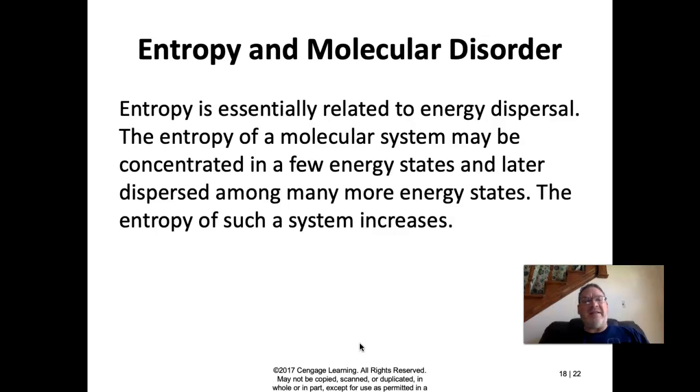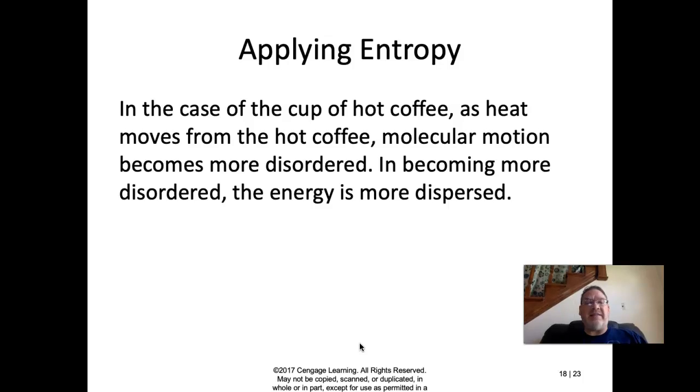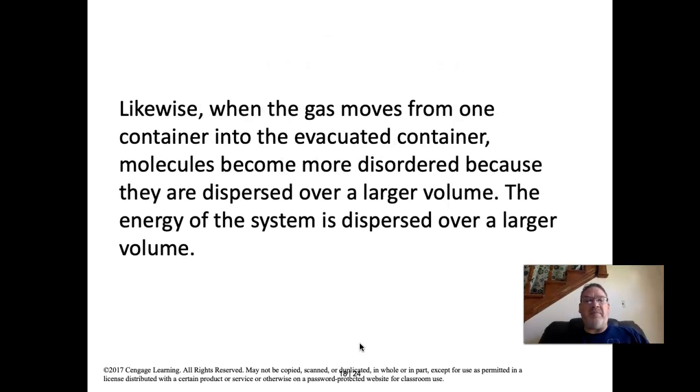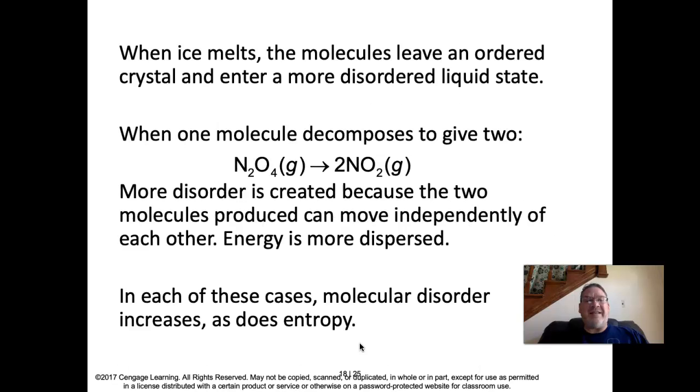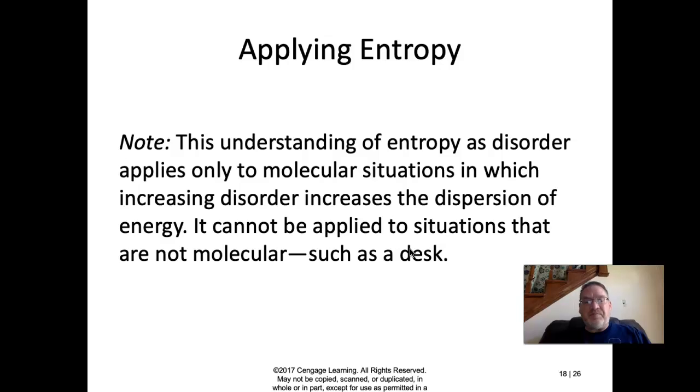The next section, I'm not going to talk too much about. You can read through it, but it does go into the idea that entropy and disorder go hand in hand. It gives you some examples, whether it be in a coffee cup, the movement of a gas in a container, or even ice melting. We're always looking for the change in disorder, and we're always looking for the increase in disorder. The relationship is with energy: the more energy is dispersed, the more disorder we have.